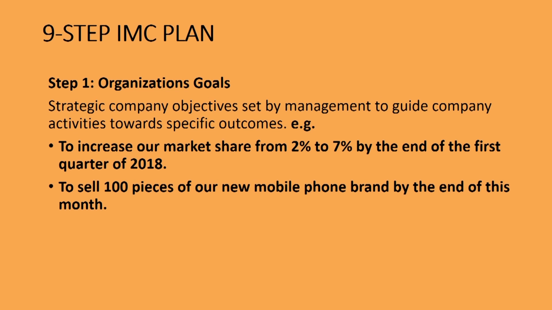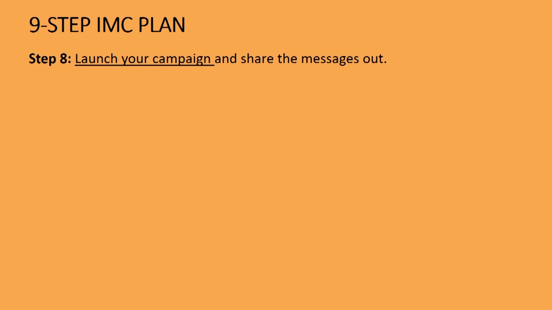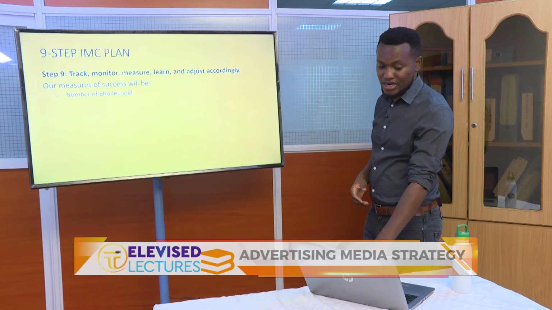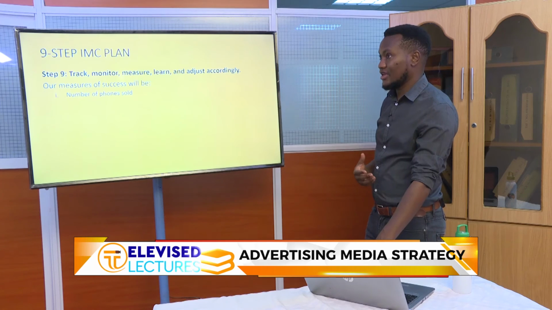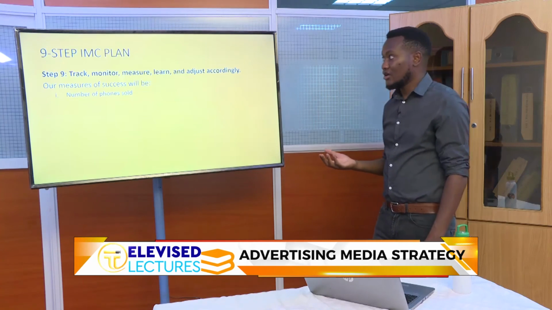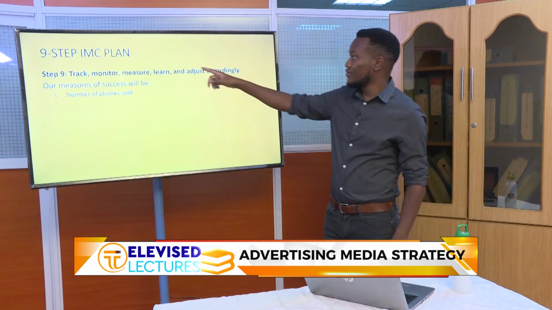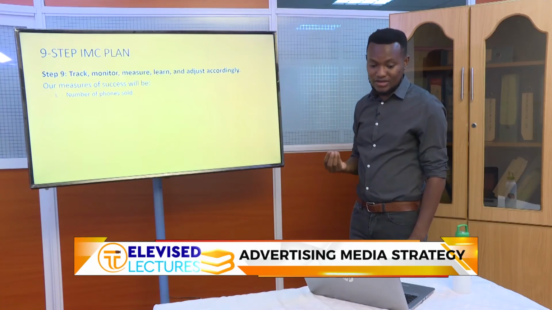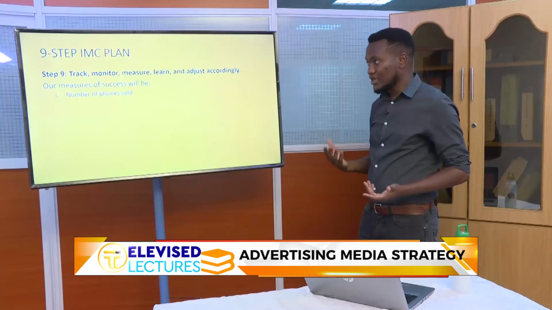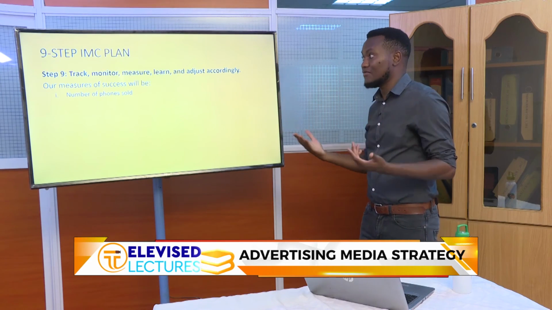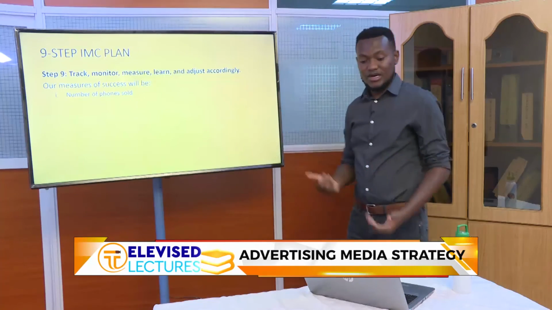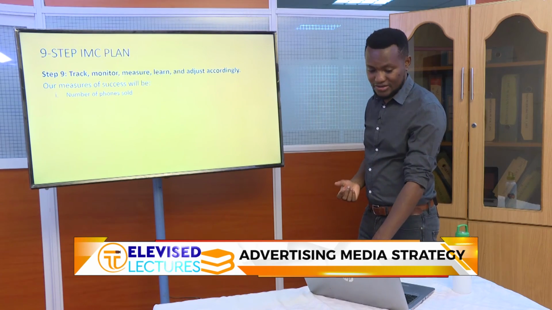So after all this is said and done, you are doing an evaluation, and then you realize that you did not sell the number of phones that you expected. Then what you do is you learn from that experience, and then you adjust on the areas that you want to adjust. And if you met your targets, or if you went over and above the targets, again you also learn and you adjust depending on the context.